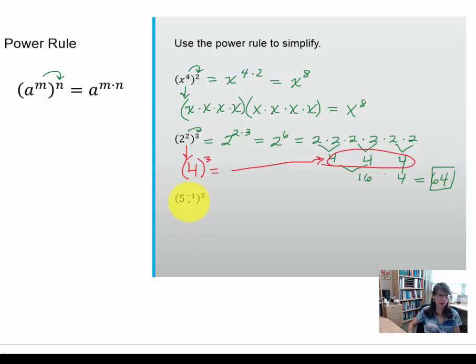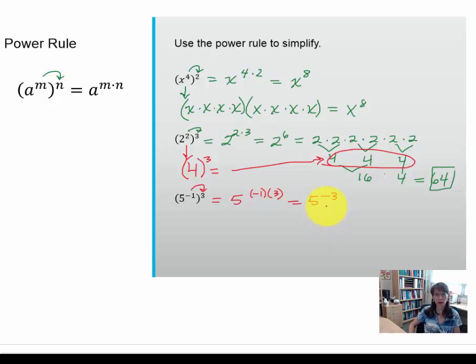In the last example, notice we have a negative exponent. Well, there's no problem with that. We're still going to apply the power rule. Our base of 5 is raised to the negative 1 times 3, which makes 5 to the negative 3.